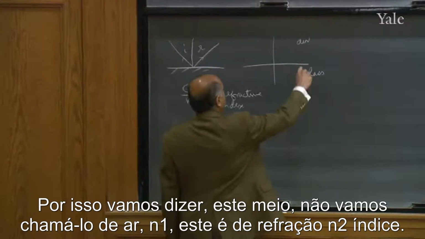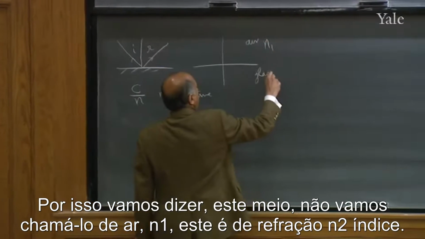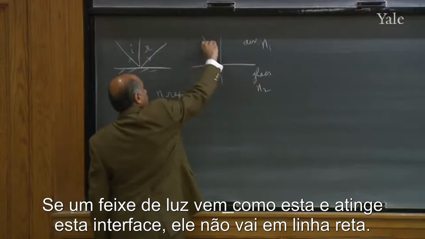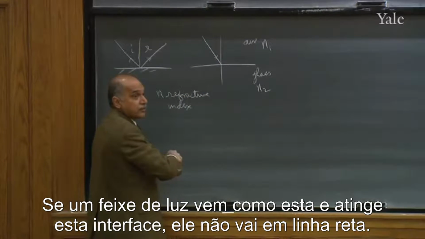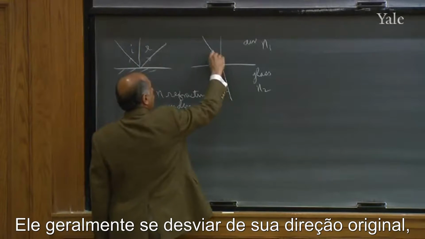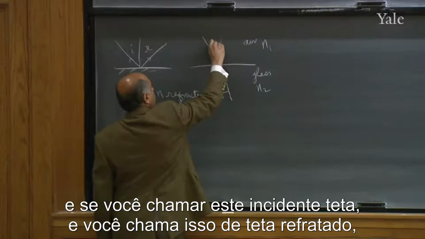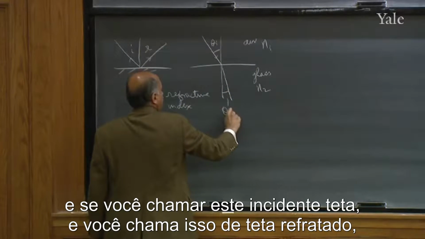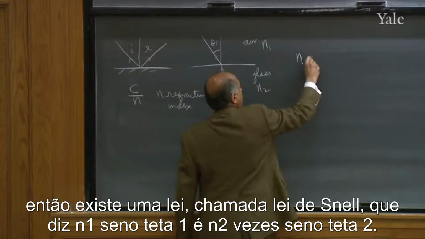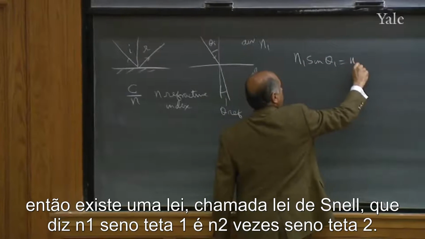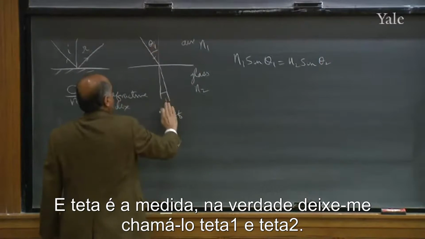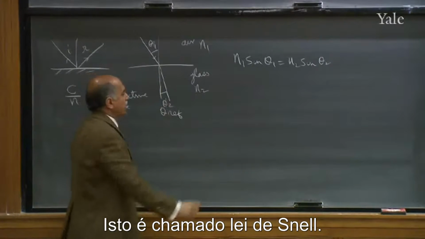So let us say this medium has refractive index n1, and this has refractive index n2. If a beam of light comes like this and hits this interface, it won't go straight. It will generally deviate from its original direction. If you call this theta incident and this theta refracted, then there's a law called Snell's law that says n1 sine theta 1 is n2 sine theta 2. In fact, let me call them theta 1 and theta 2. This is called Snell's law.